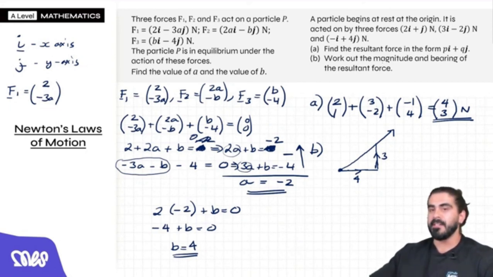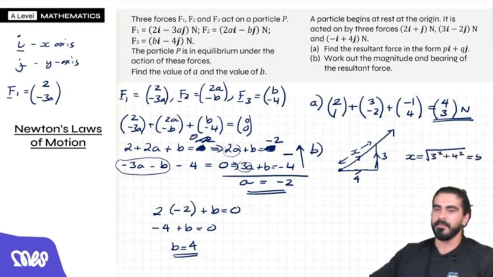It wants to know the magnitude. Magnitude means size. What is the size of that force? What is the size of this triangle with sides 4 and 3? Well, we know that means Pythagoras. It's asking for what is this length? What is the size? Magnitude means size. So x in this case would be the square root of 3 squared plus 4 squared, which hopefully we know is 5. And we could say newtons there.